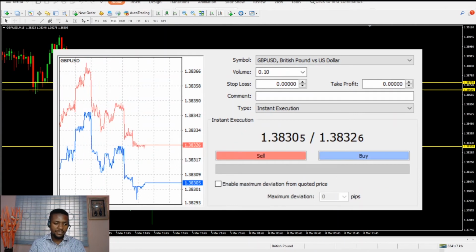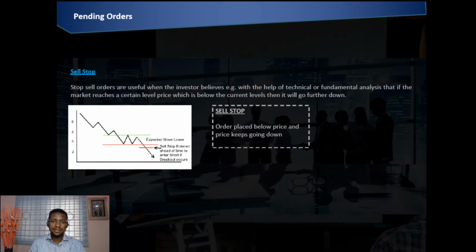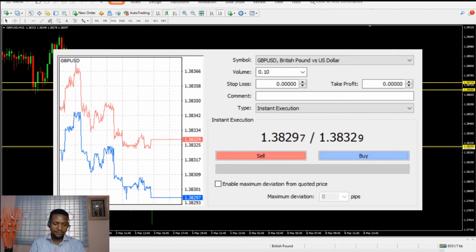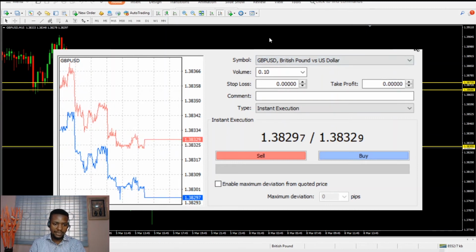Let's go to the next one. Now we're looking at sell stop, which is the opposite of buy stop. Sell stop orders are useful when the investor believes, with the help of technical or fundamental analysis, that if the market reaches a certain level, which is below the current levels, it will go further down. So let's look at what that looks like.